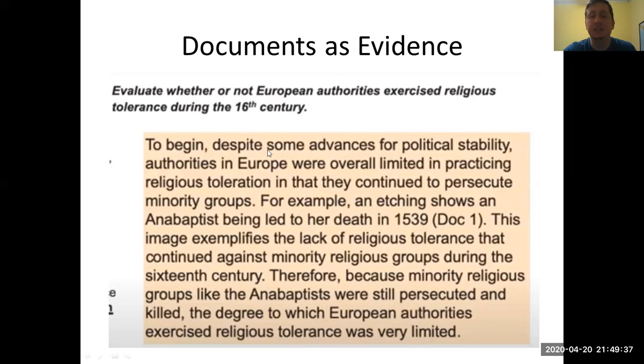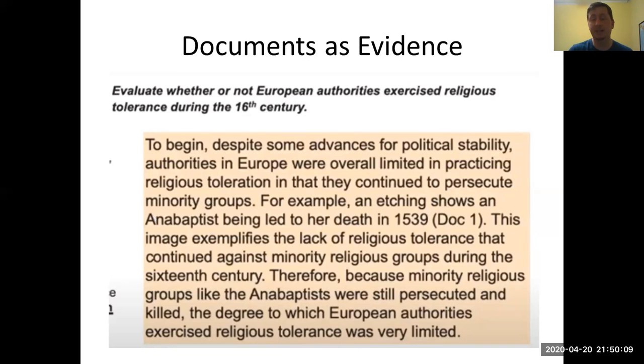So it says, to begin, despite some advances for political stability, authorities in Europe were overall limited in practicing religious toleration in that they continued to persecute minority groups. And so this paragraph is going to focus on minority groups and the persecution of minority groups and how that illustrates a lack of toleration. For example, an etching shows an Anabaptist being led to her death in 1539. So that's document 1. They put in the document reference. I love that. Makes it really easy for the reader.